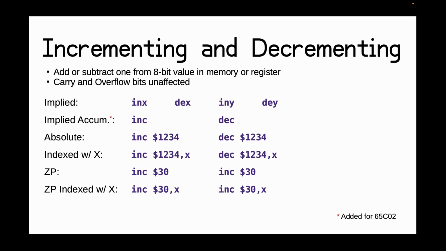You can also see here that the set of addressing modes for INC and DEC is smaller than ADC and SBC, notably the lack of indexing with Y or any indirect modes.